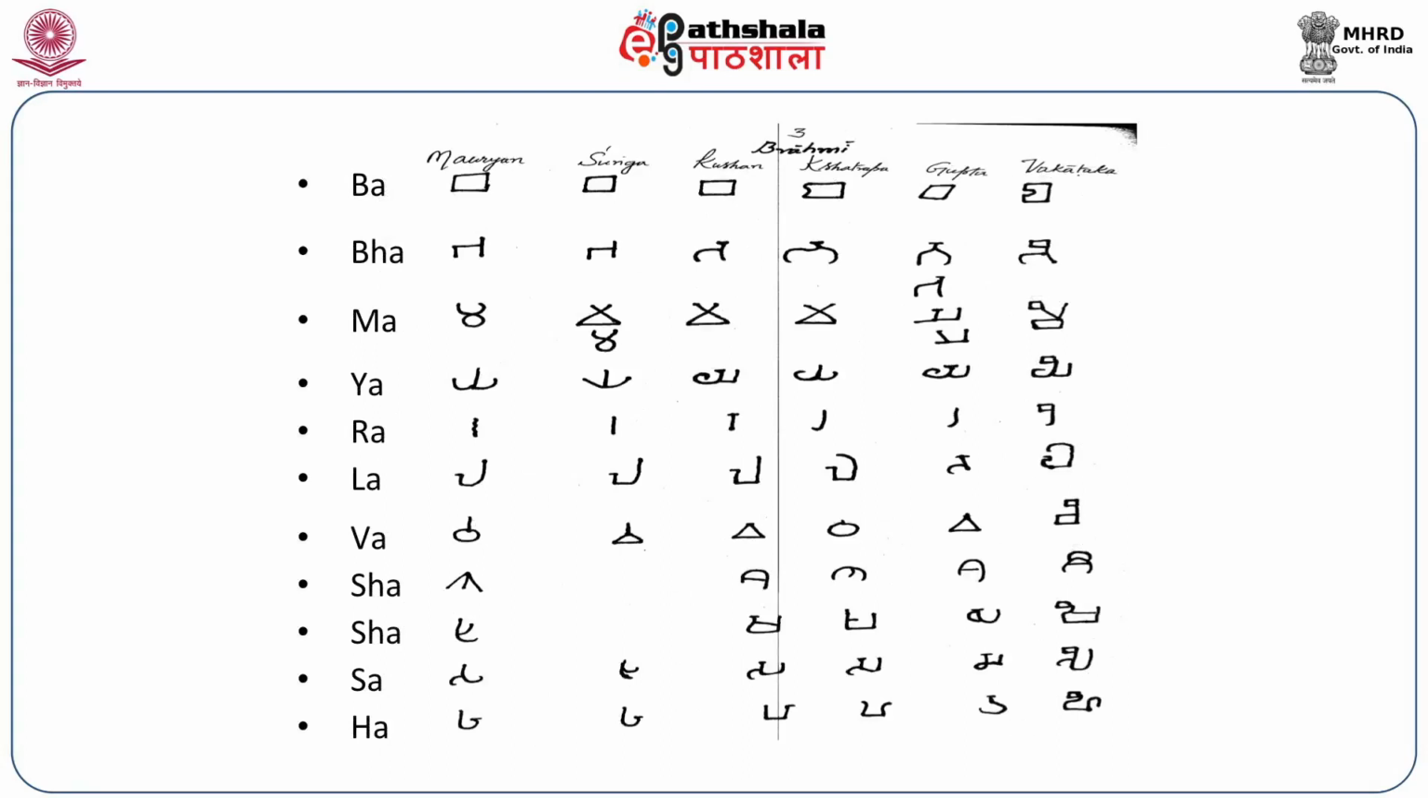And in the subsequent period, like Kshatrapa, you find a small dent seen on the left side of the limb, and more prominently seen in the Vakataka period. Bha is the arm-chair bha, and a sudden departure takes place in the Kshatrapa phase, where not only a head mark appears, but it is slightly cursive.